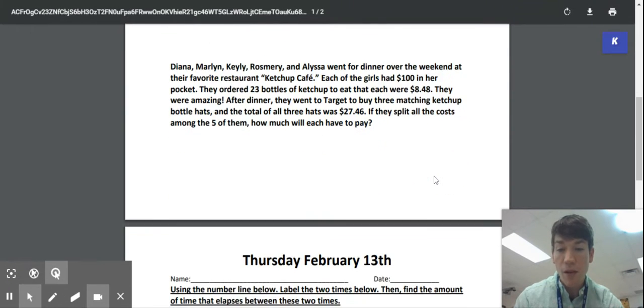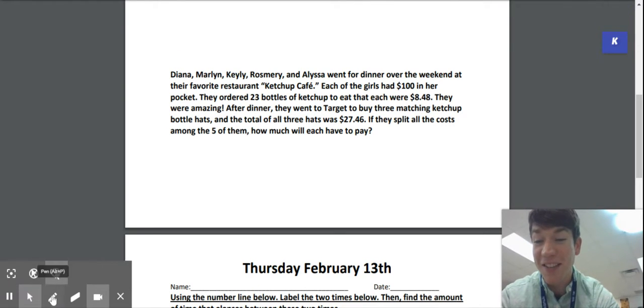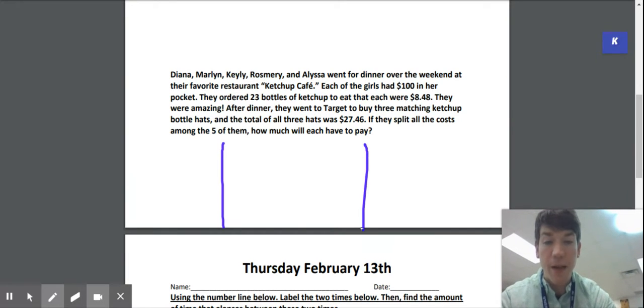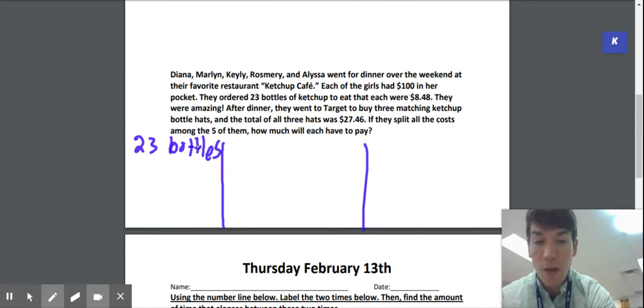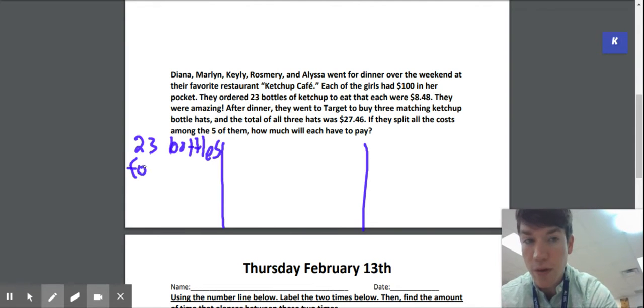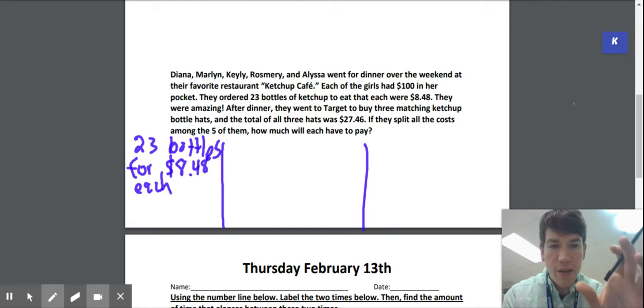All right. Last part. Diana, Marlon, Kaylee, Rosemary, and Alyssa went out for dinner over the weekend to their favorite restaurant, Ketchup Cafe. Each of the girls had $100 in her pocket. They ordered 23 bottles of ketchup. Seems like a lot. For $8.48 each. So 23 bottles for $8.48 each. Okay.